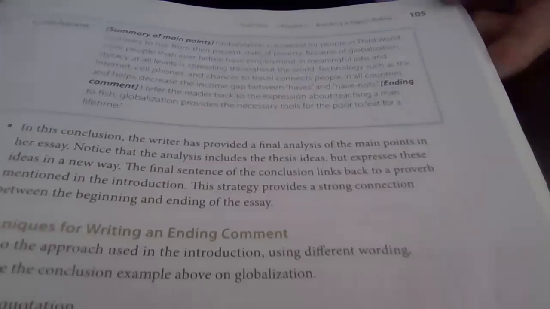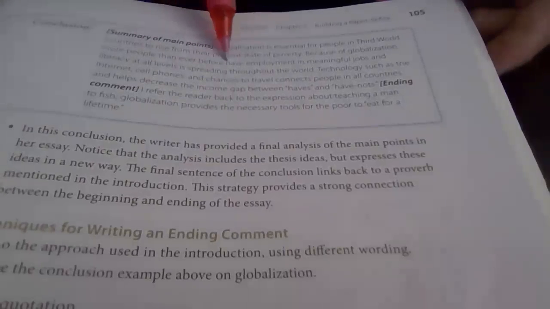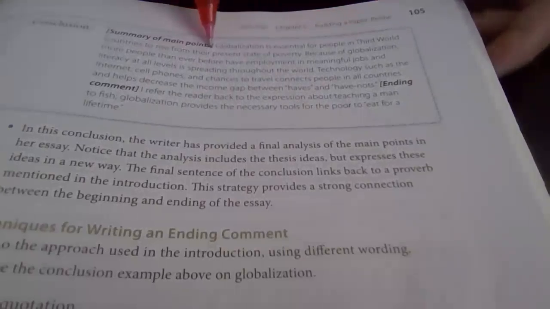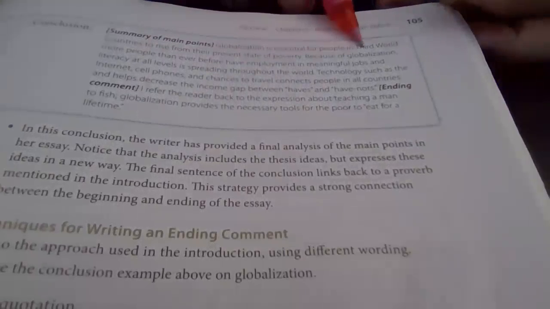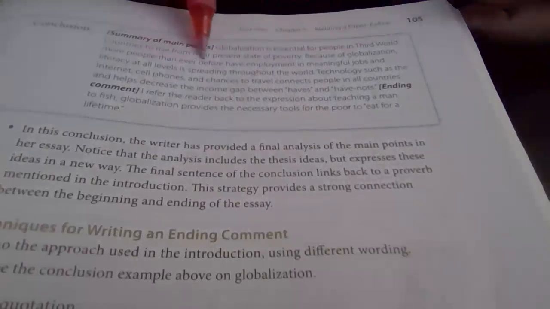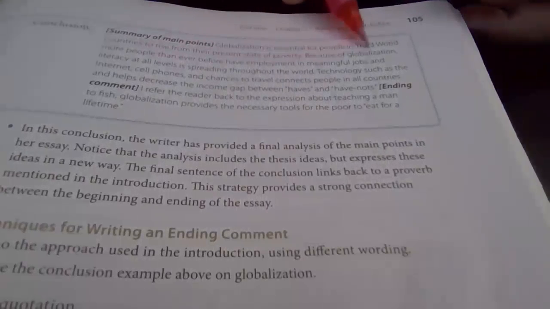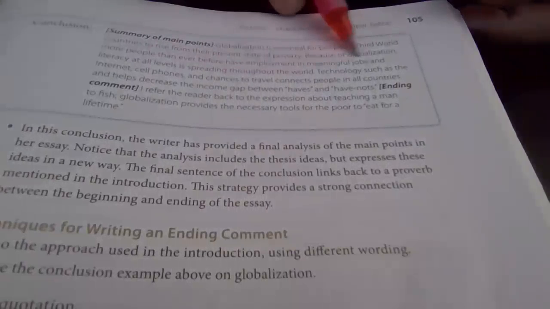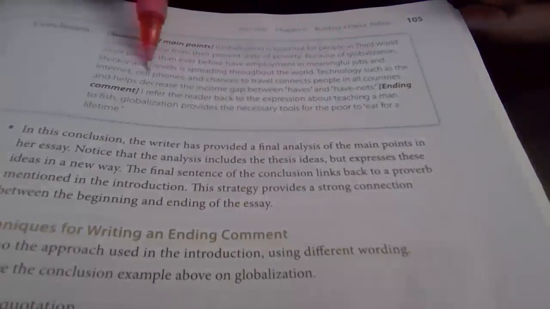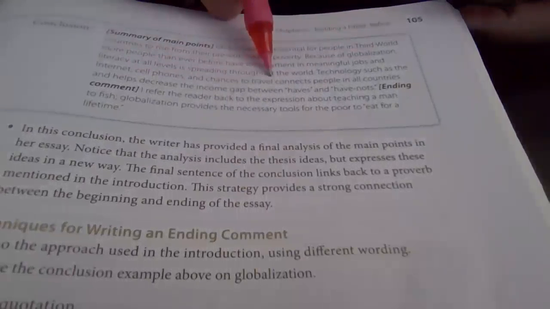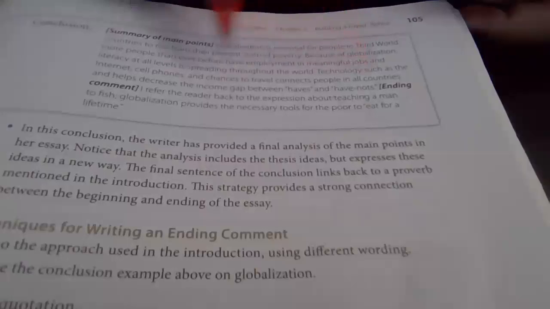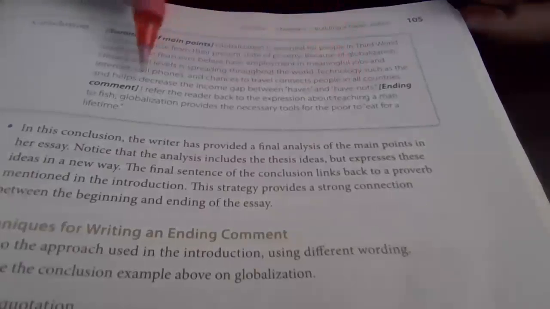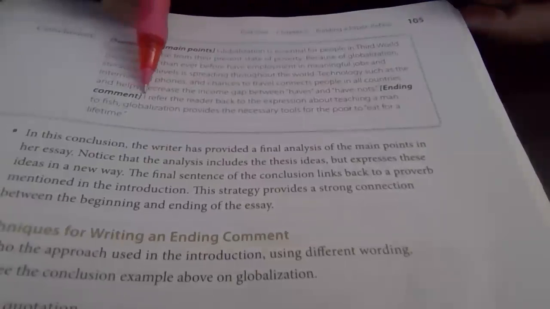And the conclusion, a summary of the main points. So yes, globalization is essential for people in third world countries to rise from the present state of poverty. Because of globalization, more people than ever before have employment in meaningful jobs, and literacy at all levels is spreading throughout the world. Technology such as internet, cell phones, and chances to travel connects people in all countries and helps decrease the income gap between the haves and have-nots. And then here's our ending comment.